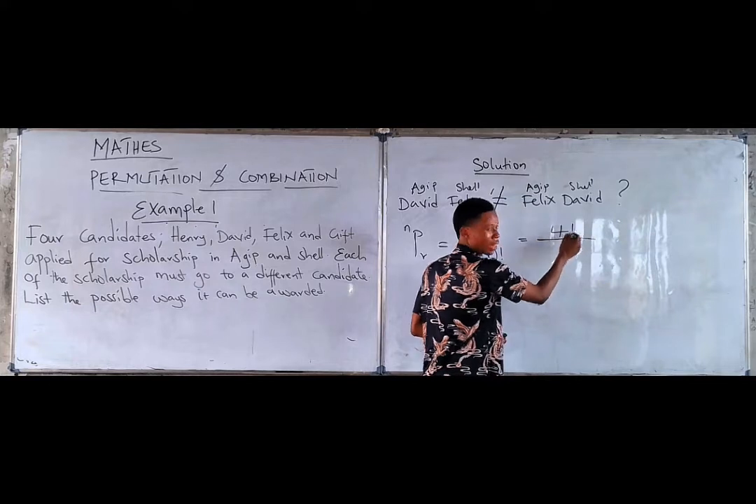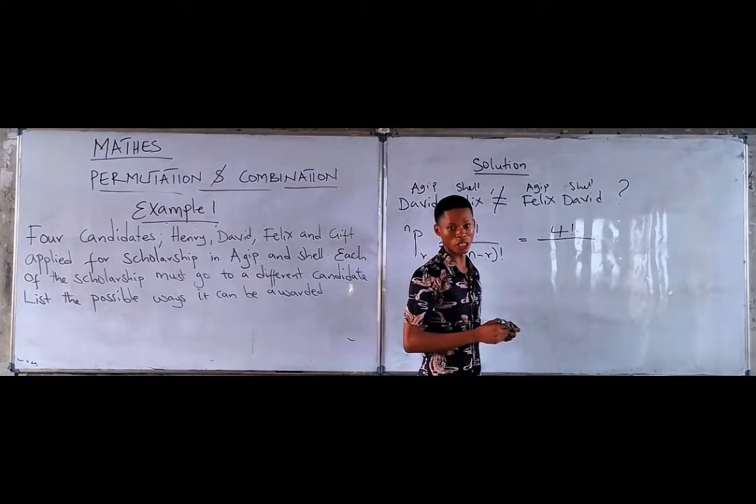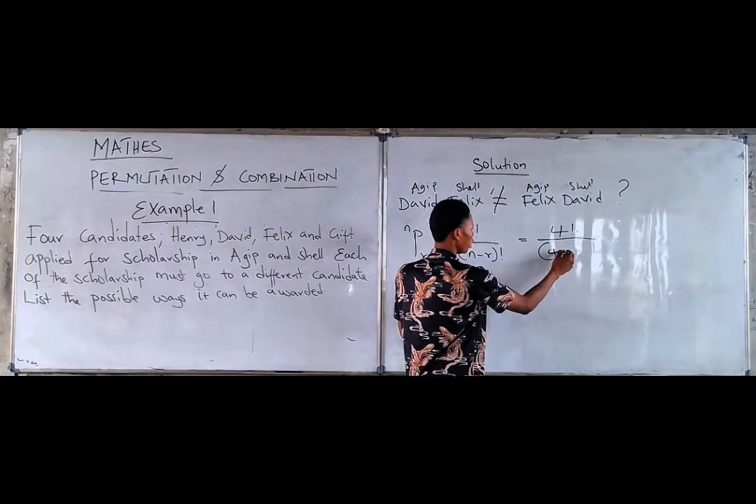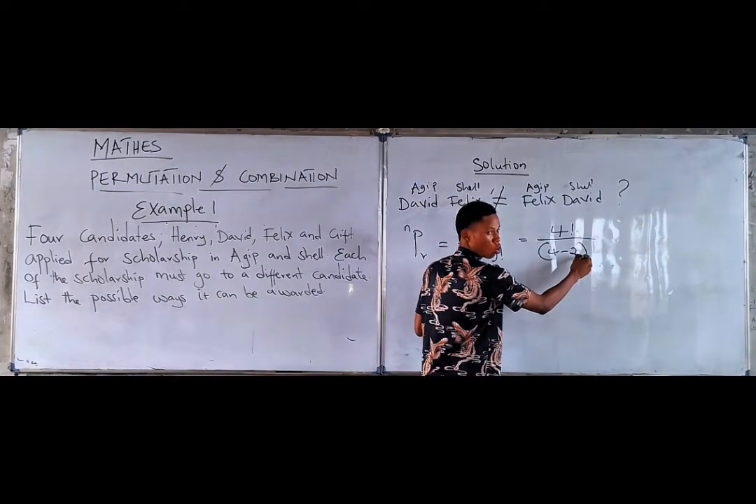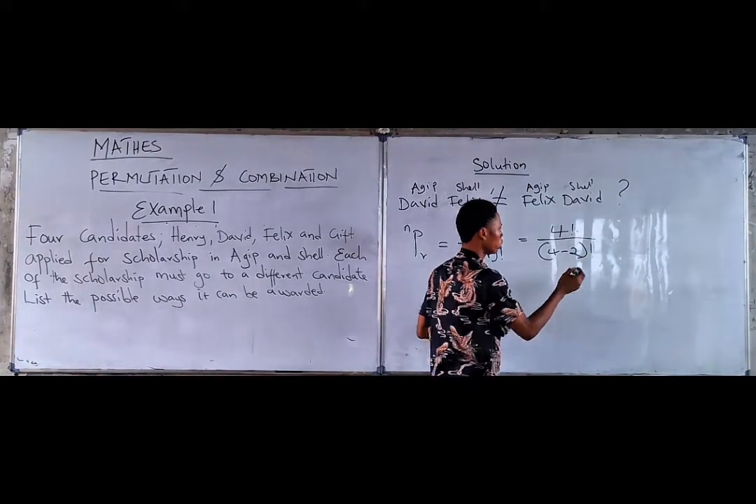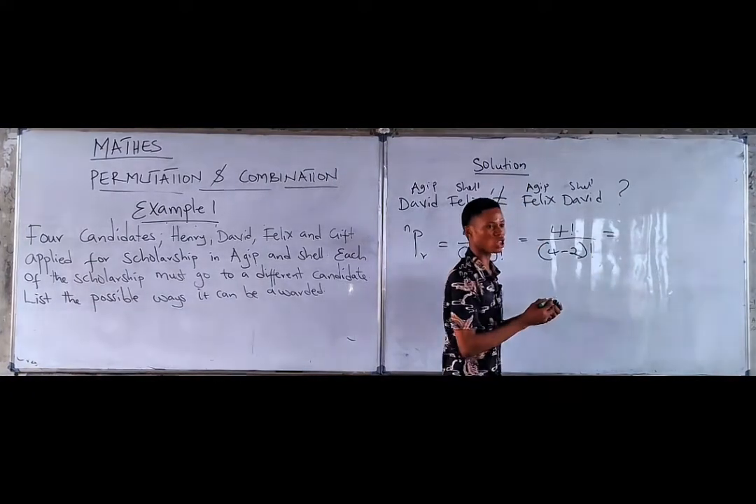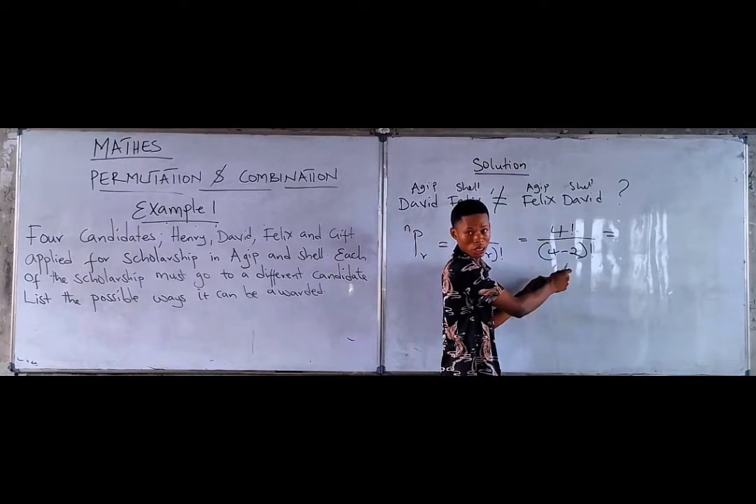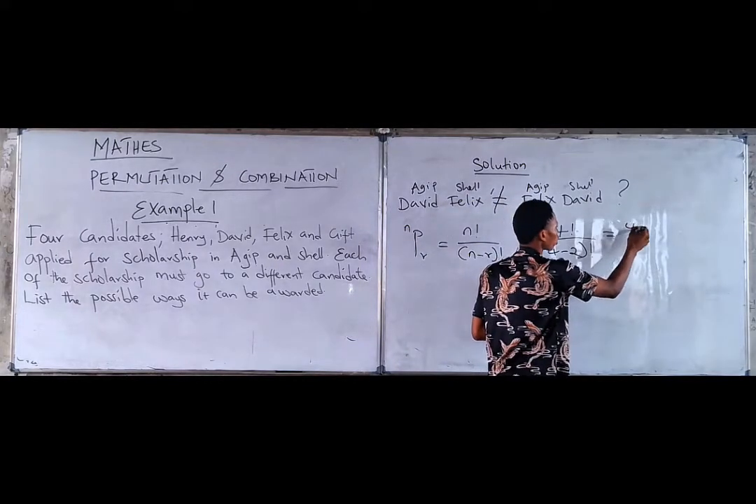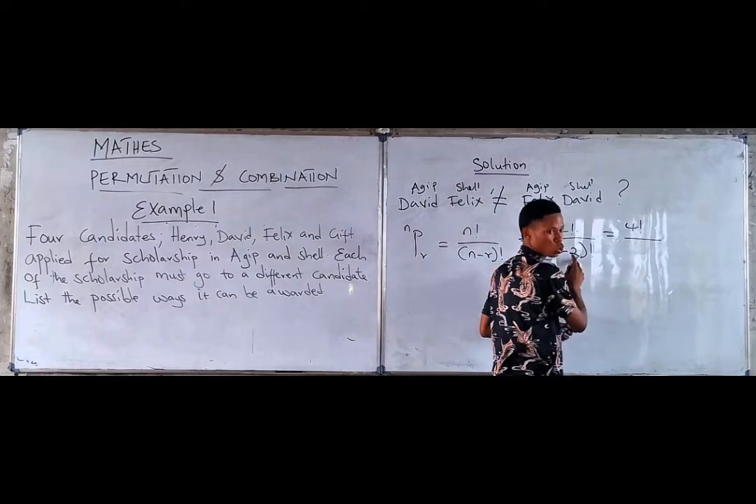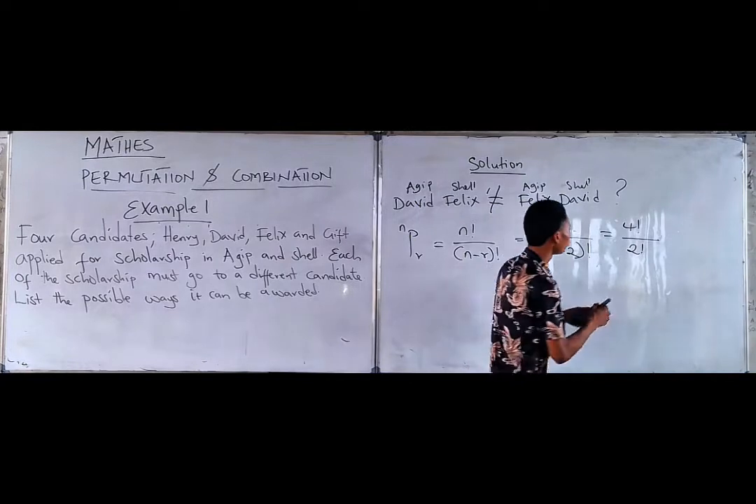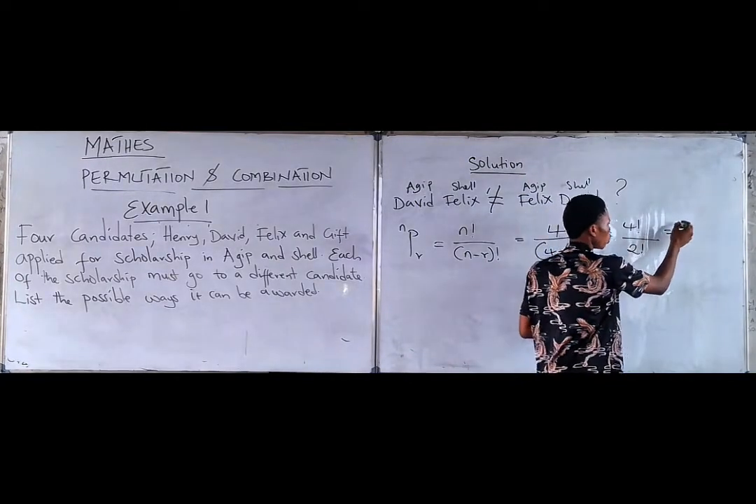So n is 4 factorial, right? How many scholarships are they contesting for? 2, right? So we have 4 minus 2, all factorial. Good. Please don't make the mistake of putting only this factorial with the 2. This factorial applies to everything. So here you'll be having 4 factorial all over 4 minus 2, which is 2 factorial, right? Good.